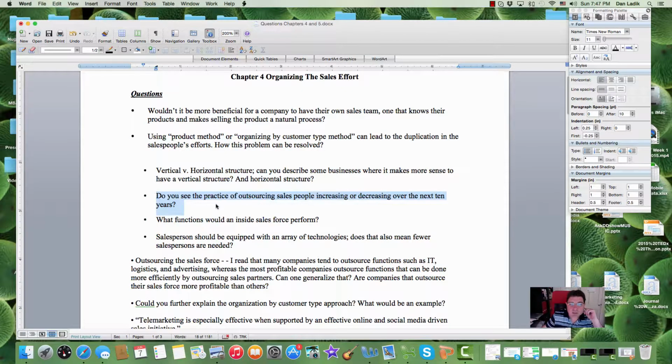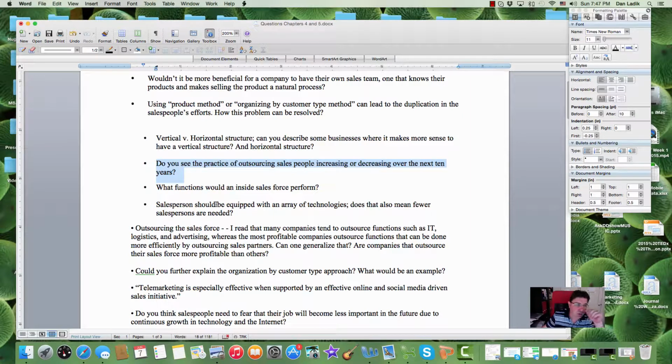Do you see the practice of outsourcing salespeople increasing or decreasing over the next 10 years? I don't see it changing from the last 10 years to the next 10 years. There are lots of firms that use outside sales force people. It is extremely common. This is not a new trend. We've seen it for 30 or 40 years. I don't think it's going to decrease anytime. I don't think it's going to increase anytime. Most firms do not have the revenue to have an entire internal sales force, even companies in the 100, 110, 120, 150, $500 million range.